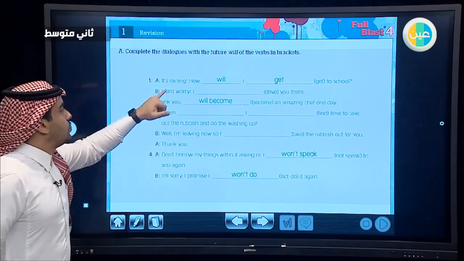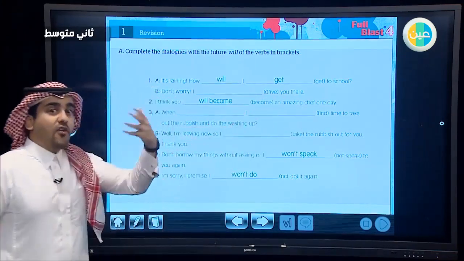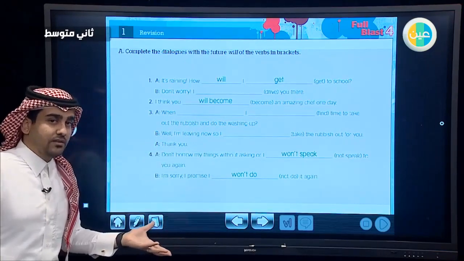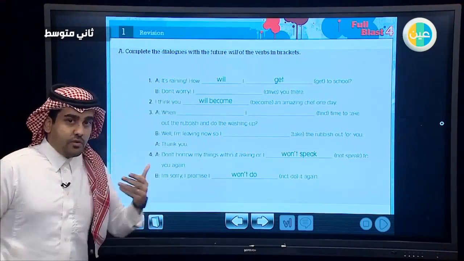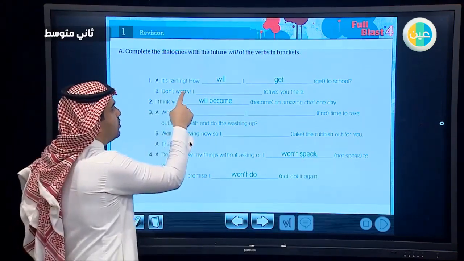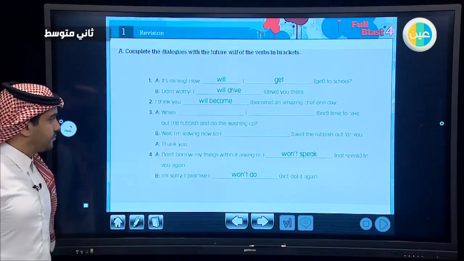So the answer is, don't worry, I blank drive you there. So this is offering help. He's offering something, so we need to use the future with will. So here he is offering a service and offering help, so we use the future will rule. So we say, don't worry, I will drive you there. Okay, I will drive you there.